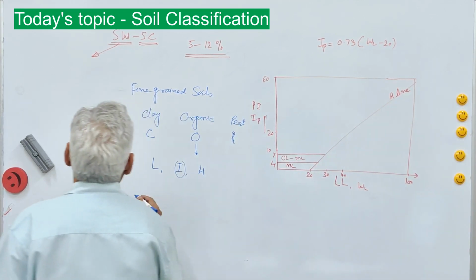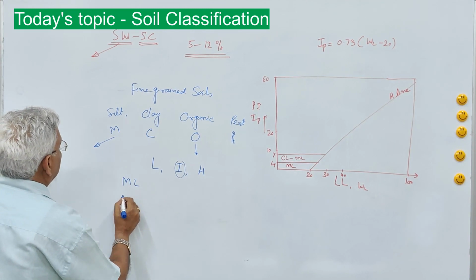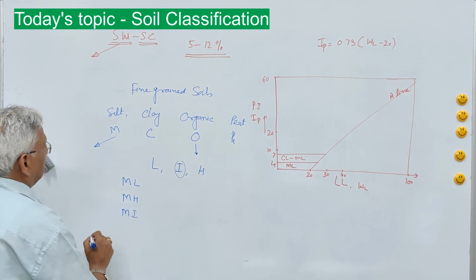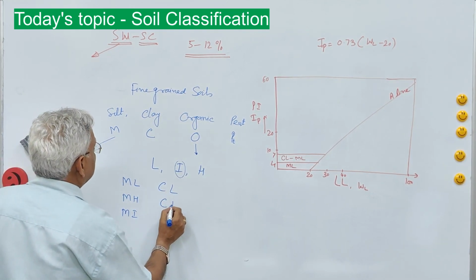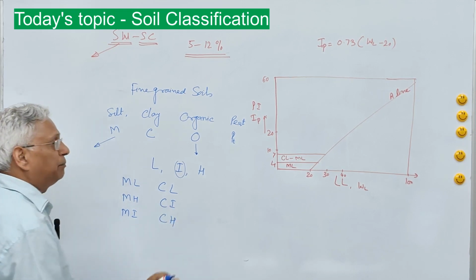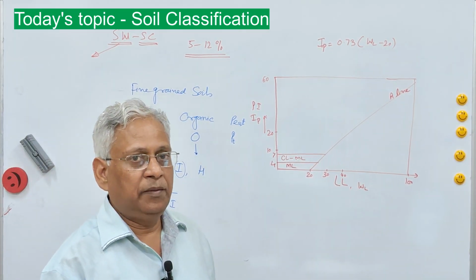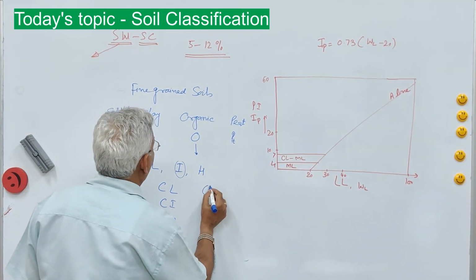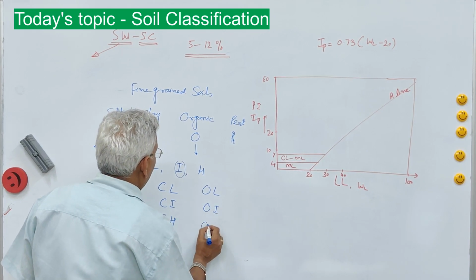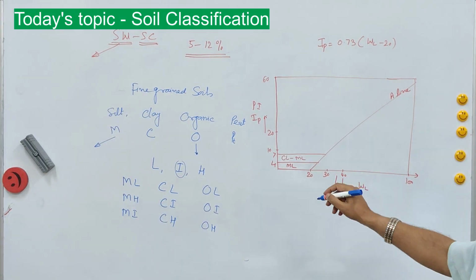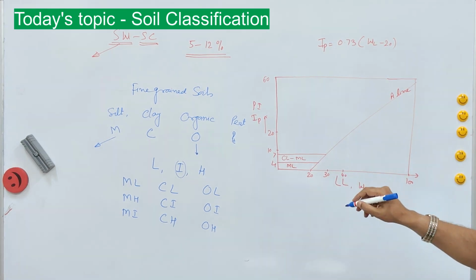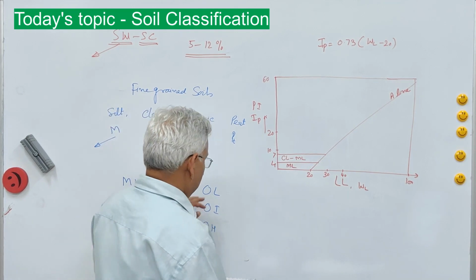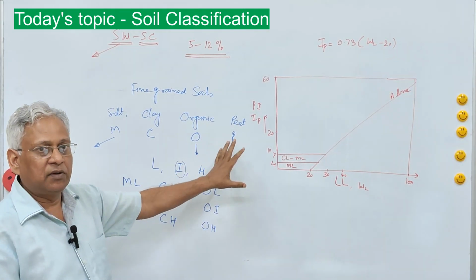So it can be MH, ML or MI. And similarly it can be CL, CI or CH, depending upon the plasticity index, depending upon the plasticity of the fines. And similarly, OL, OI or OH. Peat is not further classified. It is identified based on its color, its odor, its high compressibility and spongy feeling, and it is fibrous also.